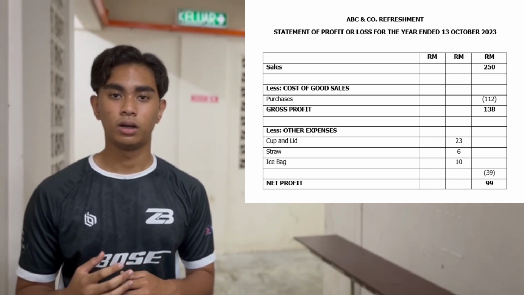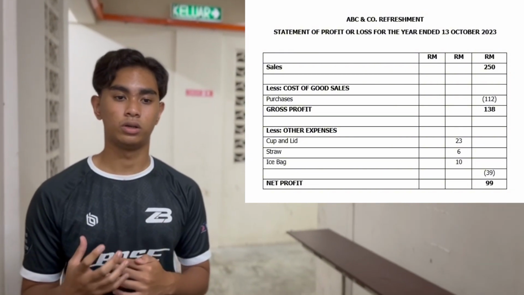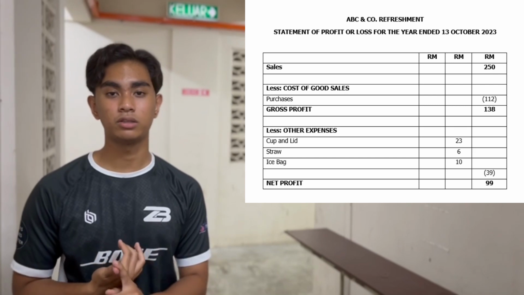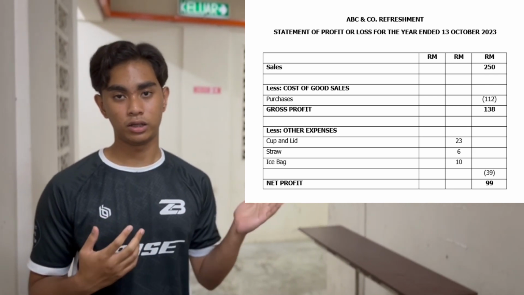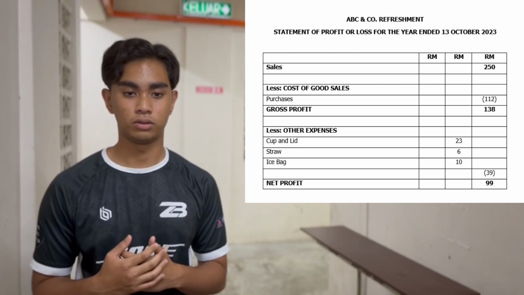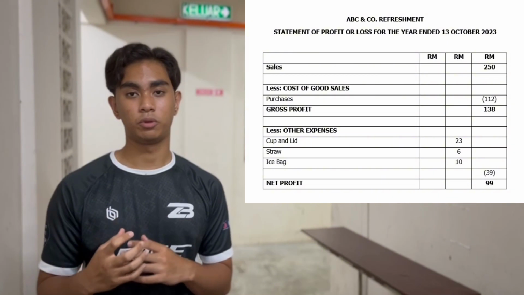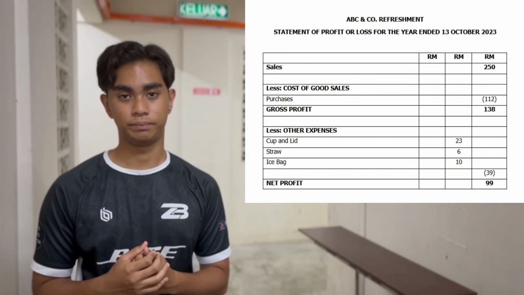And then, like I said before, we must subtract from our gross profit our other expenses, which are cup and lid, straw and ice bag. The total of our other expenses is 39 ringgit. After subtracting both of them, we get our net profit. That amount is 99 ringgit.